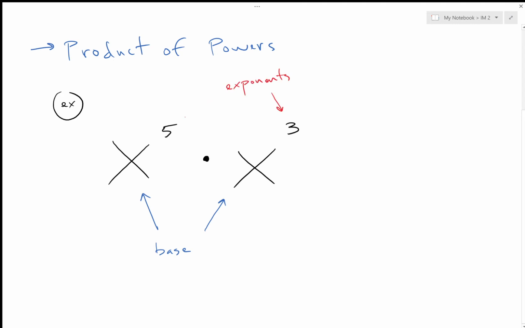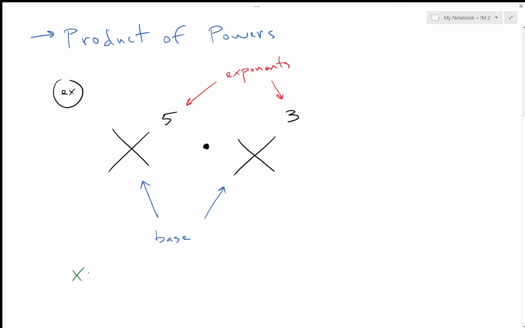All right, so the base is the big thing at the bottom. The exponents are the numbers up at the top. So what this means is, on the first piece, x to the 5, that means that there are 5 x's. I could also write it as x times x times x times x times x. Okay, that's x to the 5. The other one is x to the 3. So that means that there's 3 of them. So x times x times x. And those 2 pieces are still being connected by another multiplication.